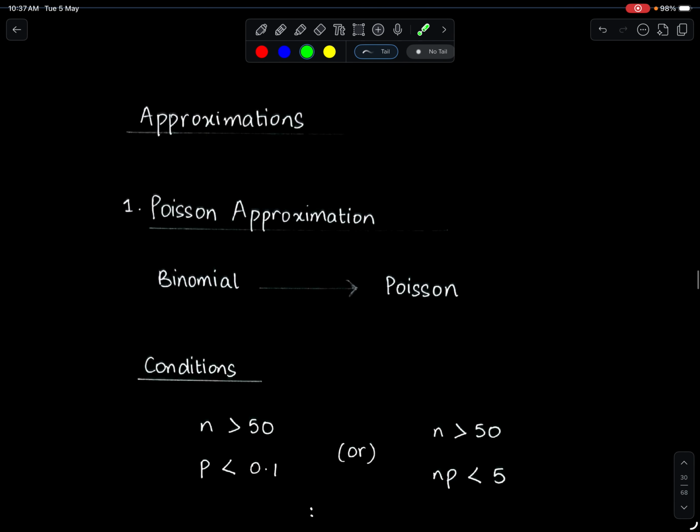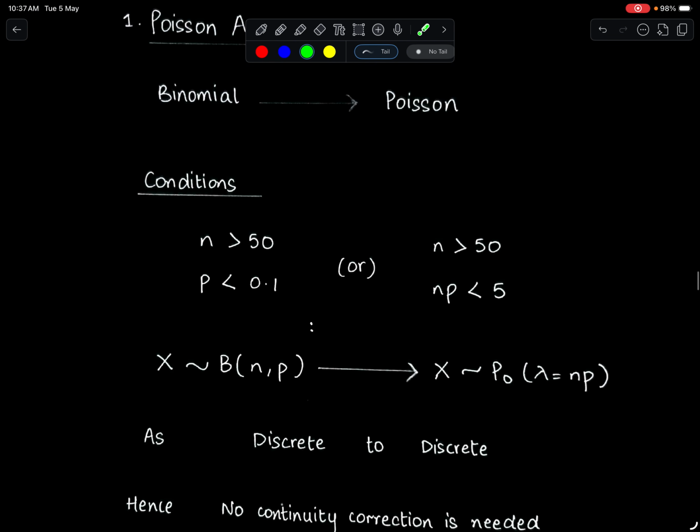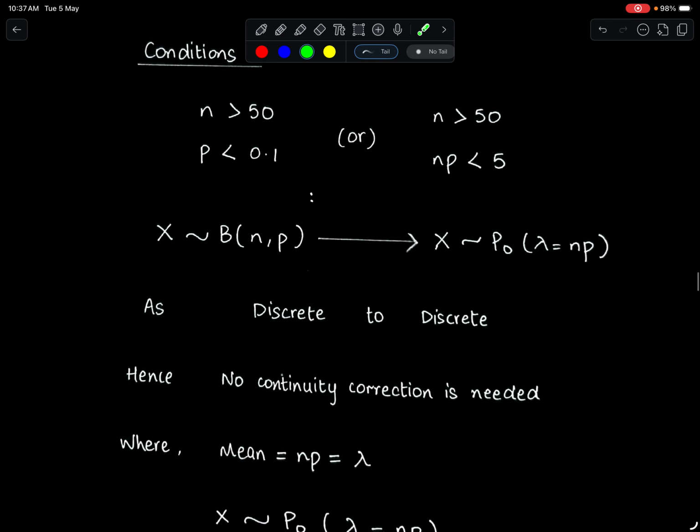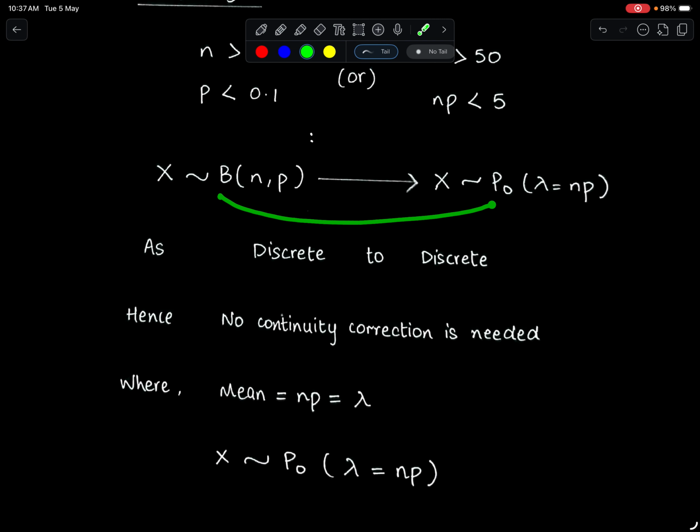Approximations: Poisson approximation to the binomial model. Conditions: when n is greater than 50 and p is less than 0.1, or if n is greater than 50 and np is less than 5, then we solve the binomial distribution question by Poisson distribution. Since this is the conversion from discrete to discrete, no continuity correction is needed. We just need np, the mean.